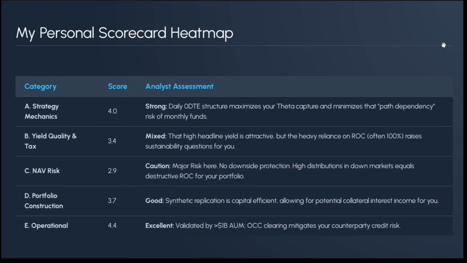It's good, right? Synthetic replication is capital efficiency, allowing for potential collateral interest income for you. Operationally so far, it looks really good. 4.4 out of 5. I'm going to say excellent, right? Validated by over 1 billion in assets under management. And that just means OCC clearing mitigates your counterparty credit risk, so you don't have any trouble buying and/or selling at almost any given price.